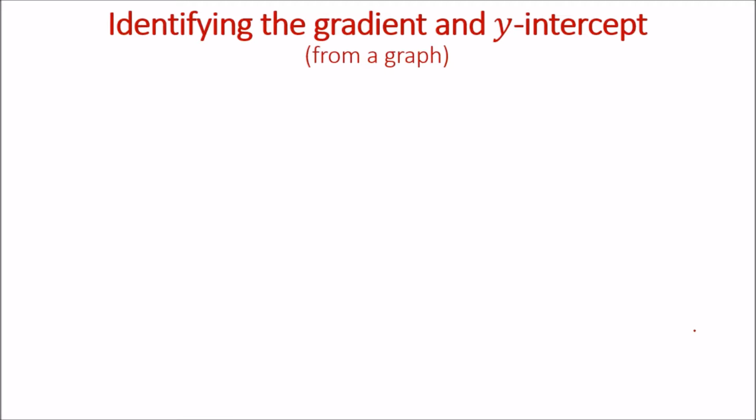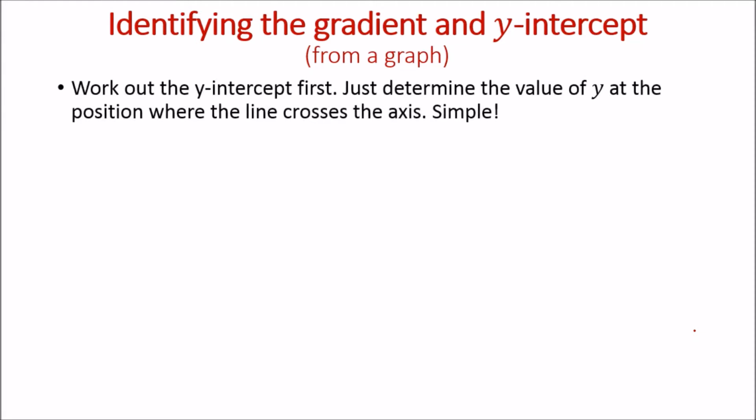In this video, I'll show you how to identify the gradient and the y-intercept from a graph. So you should always start with the y-intercept first. All you need to do is determine the value of y at the position where the line crosses the y-axis. So that's fairly straightforward.